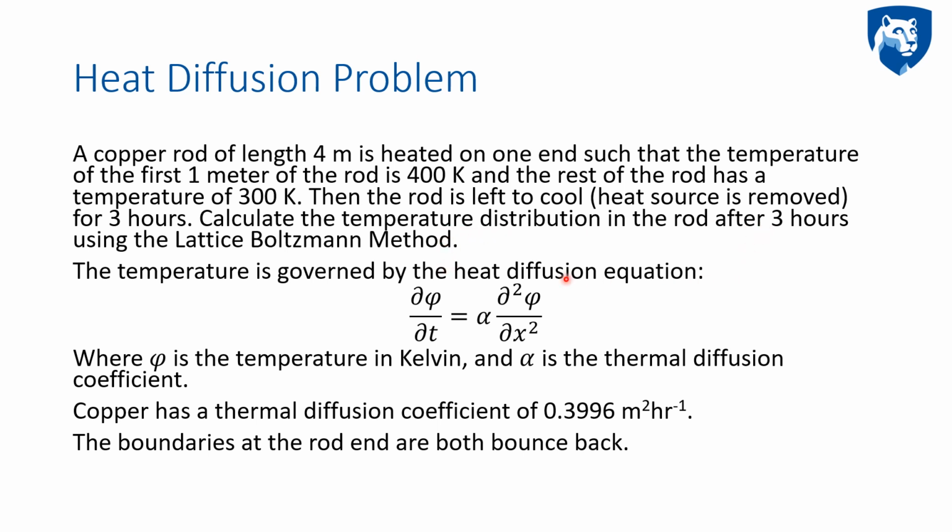So we're going to use this governing equation for the heat diffusion, in which phi is the temperature in Kelvin, and alpha is the thermal diffusion coefficient, which for copper is equal to 0.3996 meters squared per hour. And then the boundaries at the rod end are both.